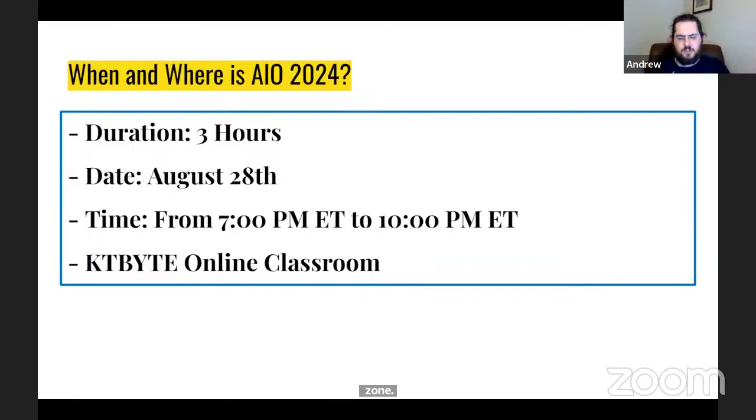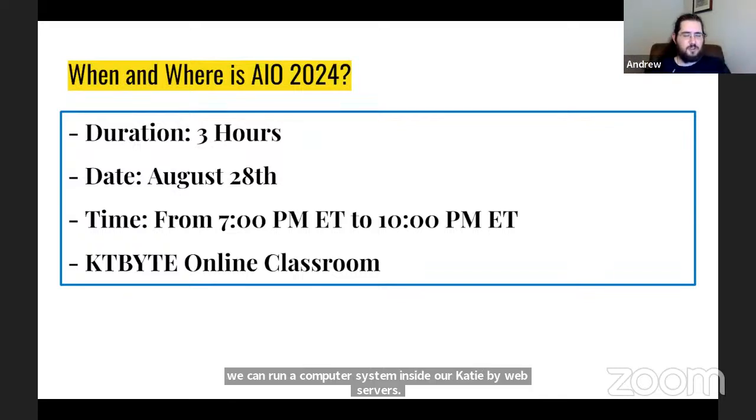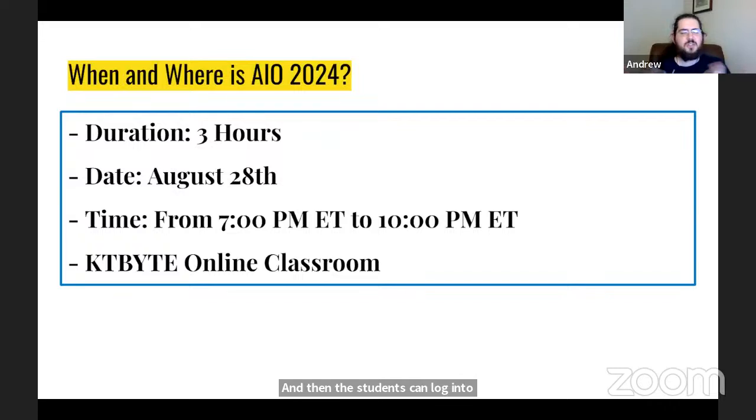Now, I mentioned a few minutes ago the idea of a KTBYTE virtual machine. If anyone's not familiar with that idea, and in fact, I'm sure a lot of students and parents may not have taken our classes using the virtual machines before, this is basically a way that we can run a computer system inside our KTBYTE web servers. And then the students can log into those systems from home and have a completely functioning programming space to work with. But we can also see the same system at the same time. So it allows us to supervise the students doing this competition. So it's a great way to be able to do this from home while still having the supervision that's required.